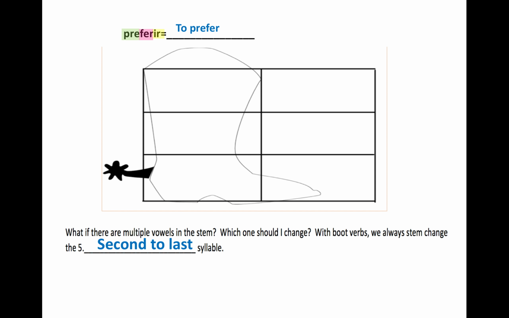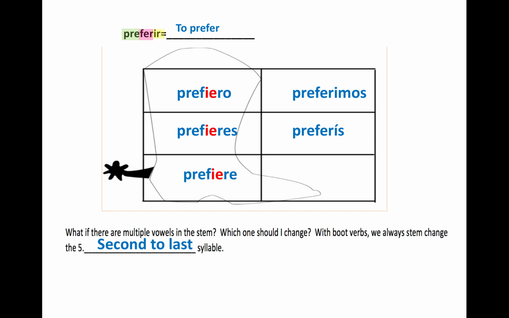Okay, so the yo form is prefiero, tú prefieres, él, ella, usted prefiere, nosotros preferimos, vosotros preferís, because it's an IR verb, right? So we're using IR endings. And then ellos, we're back in the boot, prefieren.